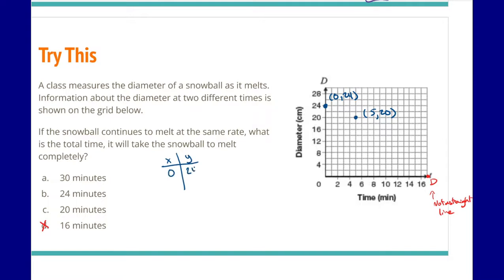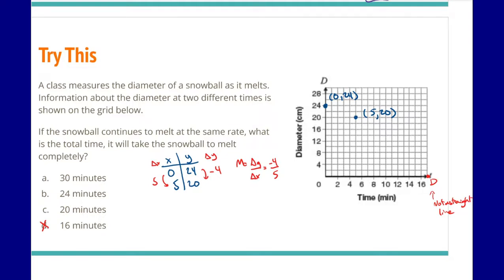So we have 0 and 24, we have 5 and 20, change in y and change in x. Y goes down by 4, x increases by 5. So m, or change in y over change in x, is equal to negative 4 over 5, which reduces to negative 0.8. But again, this doesn't actually get any smaller into a nice fraction. So I'm going to leave it as negative 4 over 5.